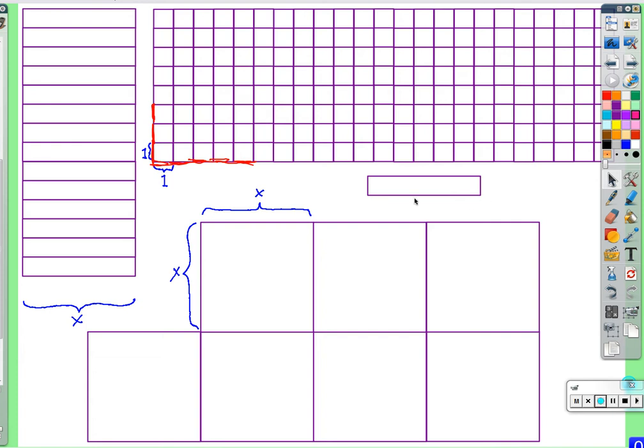This side, and how long is this side? One. Put it right up. Next to this one, and you can see it's one x tall.